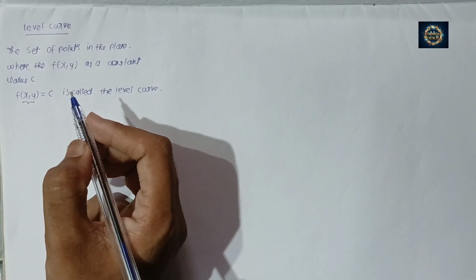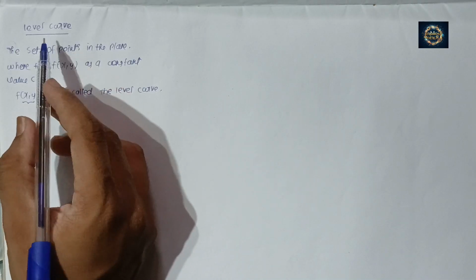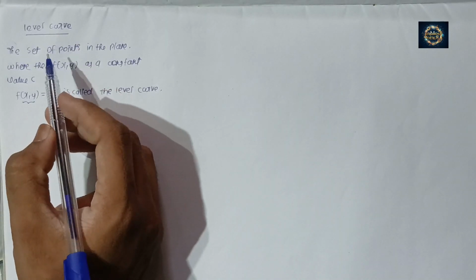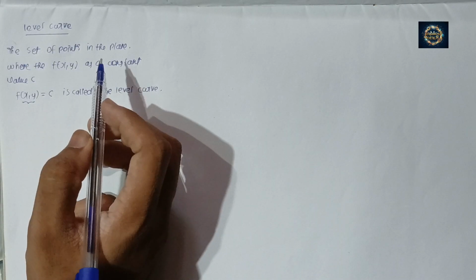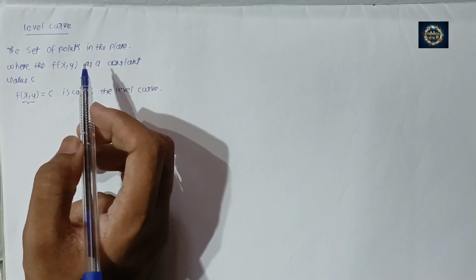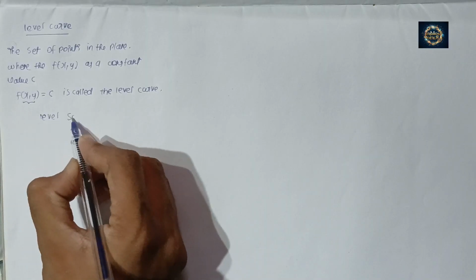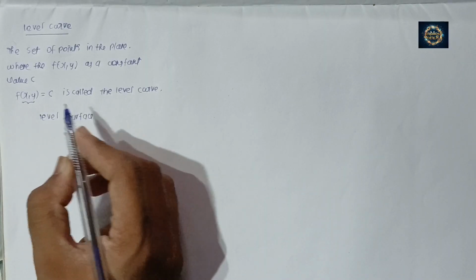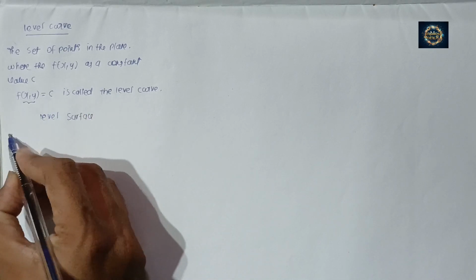So the level curve only comes in the xy plane, for the function with two variables. For the function with three variables, that is x, y and z, we are not calling that a level curve. We are calling that a level surface, because a curve is only in 2D shape. A surface we define when it is a 3D shape. For three variables, it is called the level surface. This is nothing but, instead of x, y, there will be x, y and z.